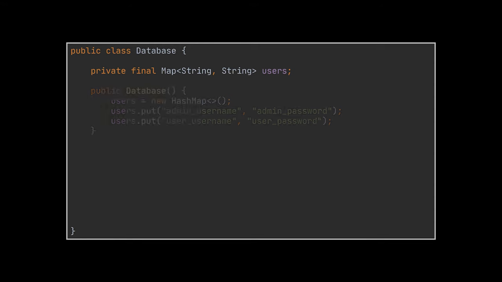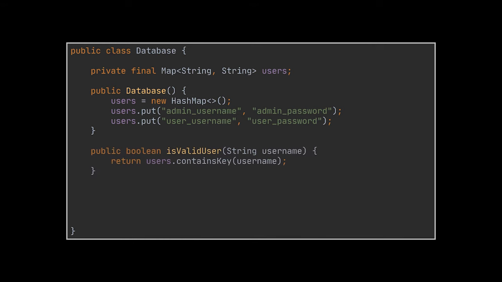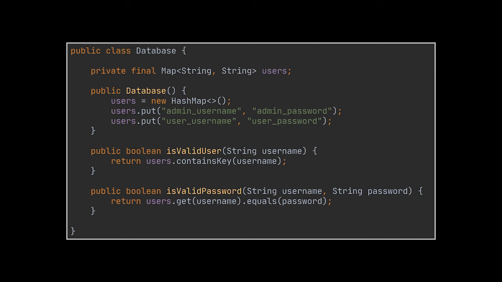So, in the constructor, we are going to insert a couple of entries inside the map, and we'll add to this class two helper methods, one for each of the checks we need to do. The first one will check if the user exists in our records, and the second method will make sure that the password provided corresponds to the username the user has entered.